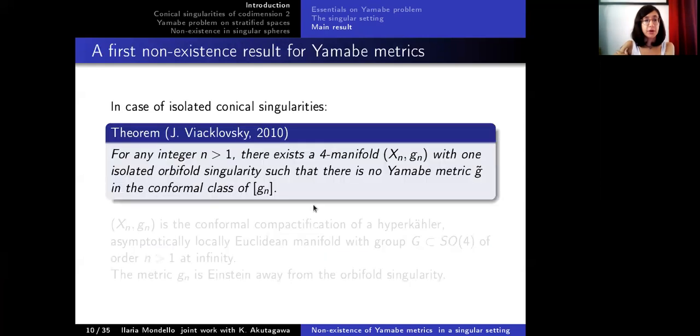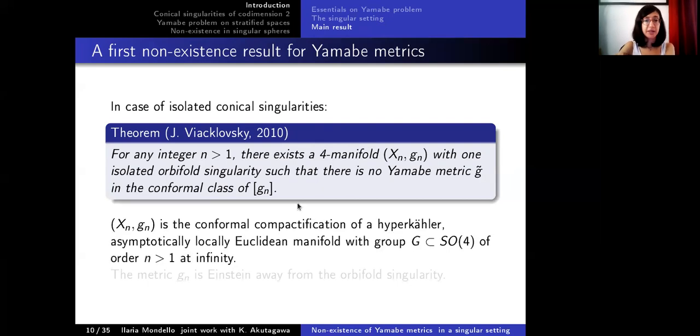Okay, so in the case of conical isolated singularities, it is known that the Yamabe problem does not always admit a solution. Indeed, Jeff Viaclovsky in 2010 constructed examples of 4 manifolds with isolated singularities for which there is no Yamabe metric in the conformal class of a given metric. How did he do that?